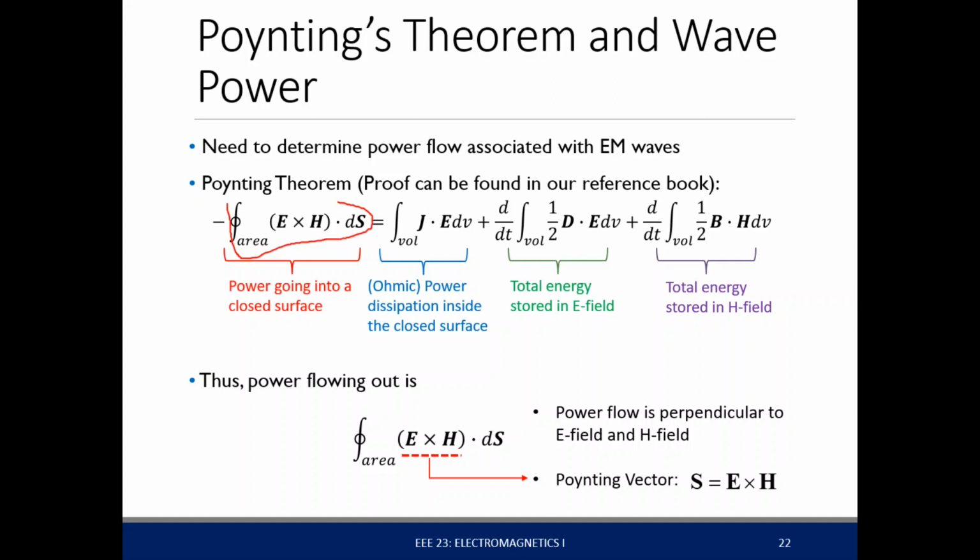This integral right here is a closed surface integral. This is the power going inside a closed surface. So we have some closed surface right here. There's power, or there's field going inside the closed surface in any direction. Okay? Take note, any direction. This first term, the integral of J dot E dV, is the power dissipation due to a current inside the region. If there's current inside the region, power is being consumed by that current.